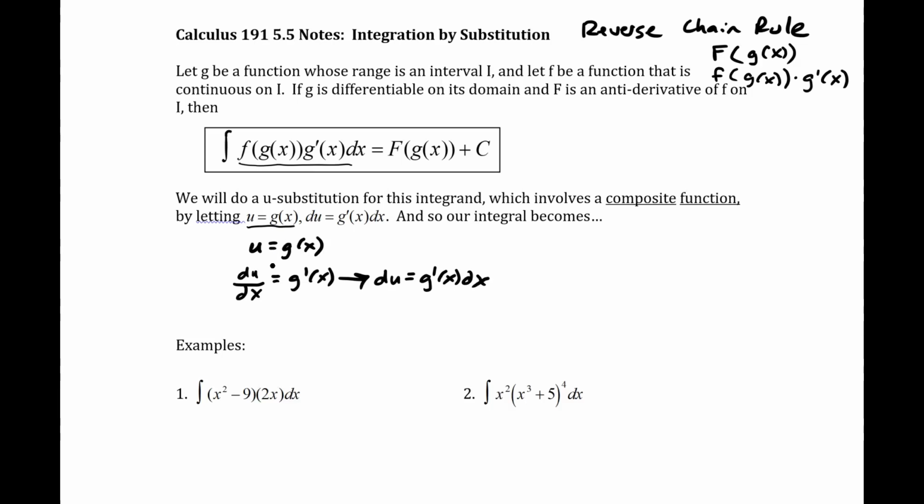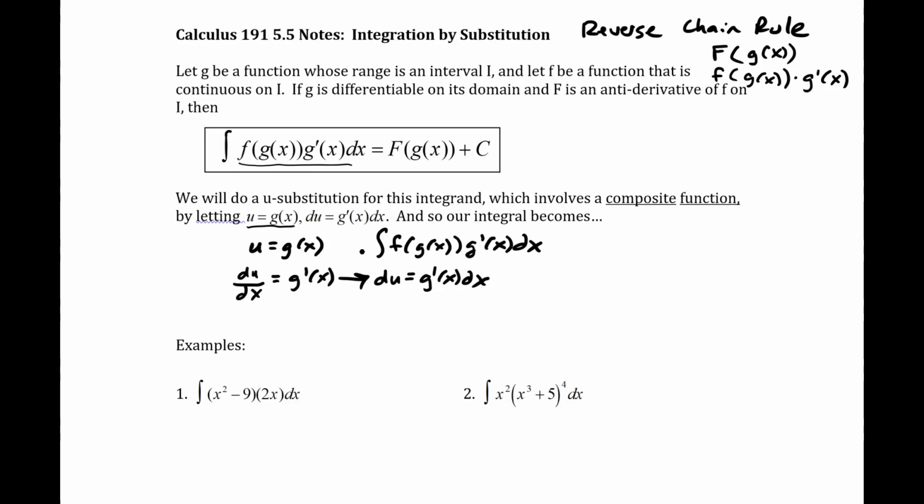And so if we have something like this to start, where it's the integral of f of g of x times g prime of x dx, and we know that we're going to substitute in u for g of x, this is going to become f of u, and then g prime of x dx can get substituted out for du. And that's because if u is equal to g of x, then the derivative of u with respect to x would be g prime of x, or in other words, du is equal to g prime of x dx.